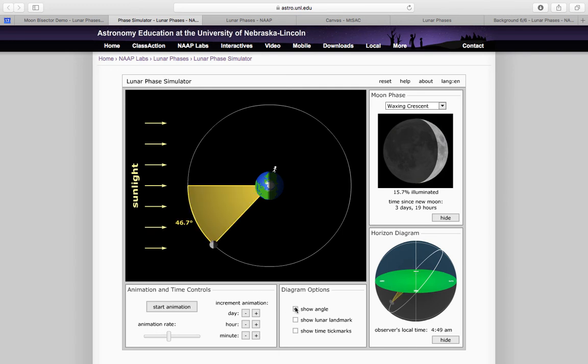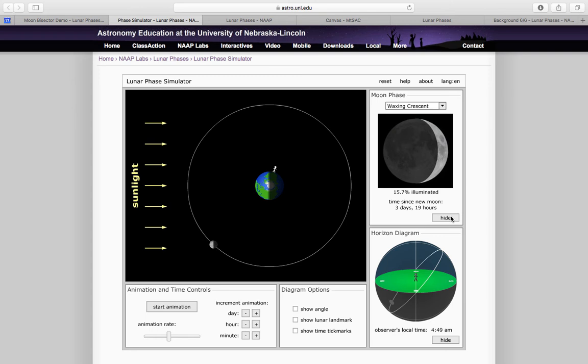And I've got some diagram options, so I can look at the angle between the moon's current location and when it's new moon. I can add some landmarks in there. I can show some time tick marks, whatever I need to go through and answer the questions. I can also hide some of these diagrams if I want to.